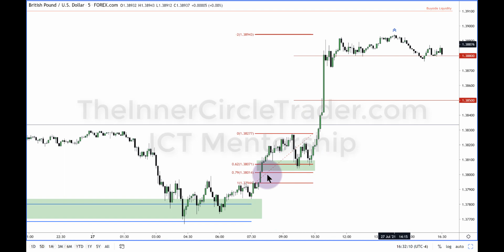All right, so we are looking at the change in the state of delivery with this down close candle here, the opening. Everything else after that is delivery on the upside. So this is where the algorithm changes its state of delivery. Anchor your fib to that, to the high. You can see we traded down into an optimal trade entry and 70.5 level.